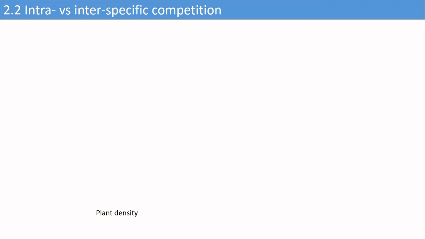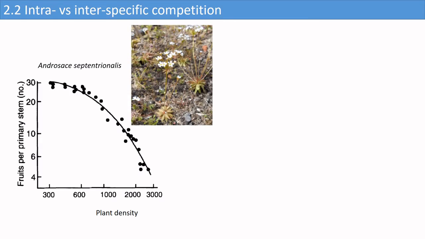So here you have an example where this plant Androsace septentrionalis was grown at different densities. And this is a very small plant, and you can see that they grew from 300 plants per square meter up to 3,000. That is like really, really dense population. And they counted plant performance as the number of fruits per primary stem. So it can make several different stems, but they only counted the main one, which is usually the biggest one. And you can clearly see this lovely curve of intraspecific competition, how the plant performance decreases in a non-linear way as plant density increases. And this only happens between plants of the same species that are grown together.